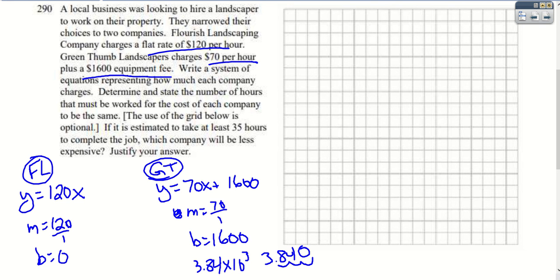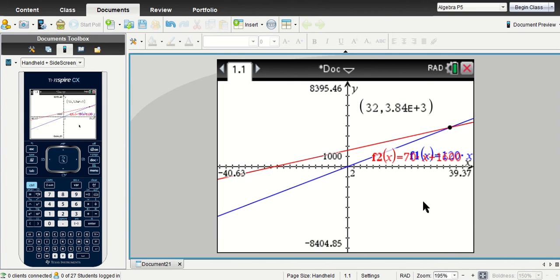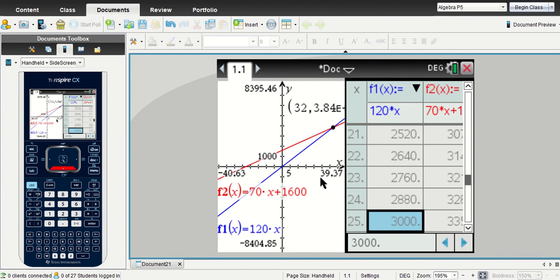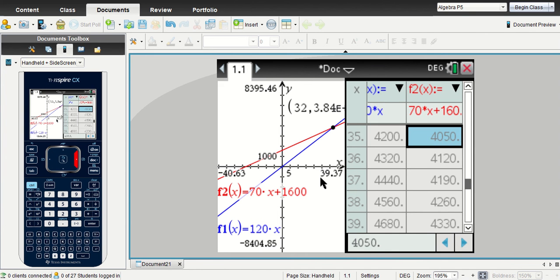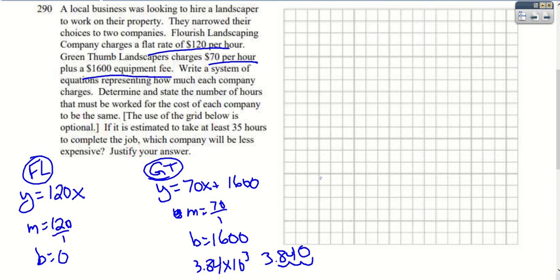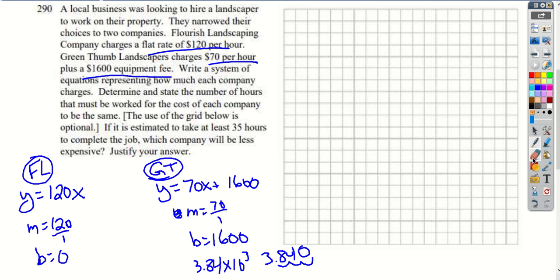So we need to get pretty big here. We also want to know what's the cost after 35 hours, right? So if we do Control T, we can scan down to 35 and figure out we need to go all the way up to about 4,200 here. So we need to get this pretty big. I'm going to delete this stuff on the bottom because I need some room here, on my graph.